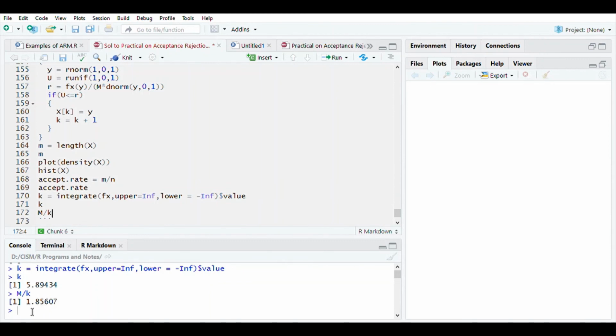What is the meaning of this? It also means that if you want to generate one observation from the target distribution, then you need 1.85 observations from the proposal distribution. So this was the answer to the last question, the third question of the practical. So let us stop here.